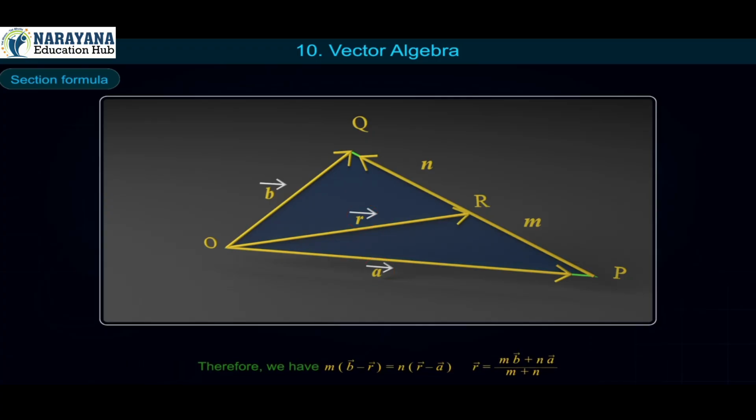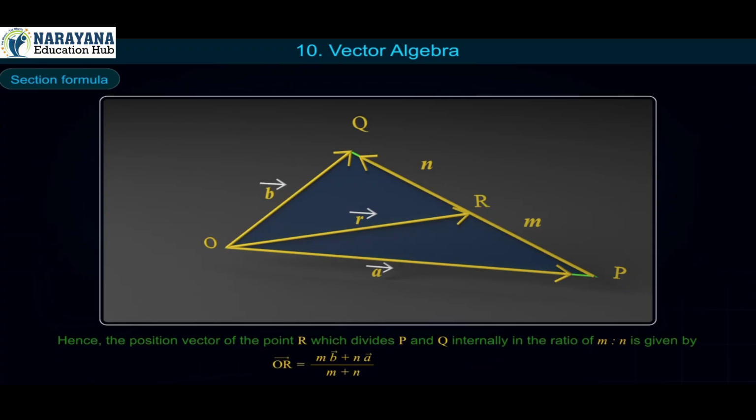Therefore, we have m(vector b − vector r) = n(vector r − vector a). Vector r = (m vector b + n vector a)/(m + n) on simplification. Hence, the position vector of the point R which divides PQ internally in the ratio m:n is given by vector OR = (m vector b + n vector a)/(m + n).